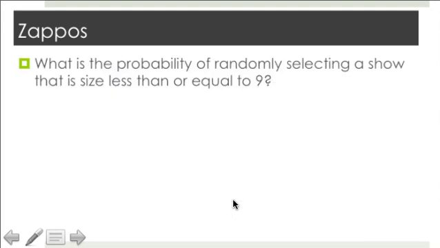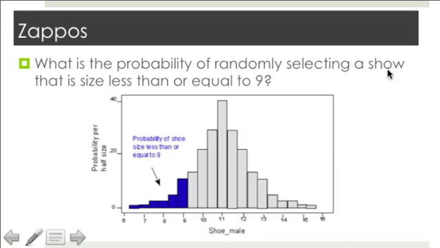And so, for example, we could look at this particular problem. What is the probability of randomly selecting a shoe size that is less than or equal to 9? Pardon the typo here, this should be shoe. So if we were to look at this on a histogram, it would look something like this. Notice we have all the shoe sizes once again here on the horizontal axis. Here we have probabilities per half size. And then you can see that each of these shaded rectangles represents one possibility that meets this criteria up here. These are all of the rectangles that correspond to shoe sizes that are less than or equal to 9.